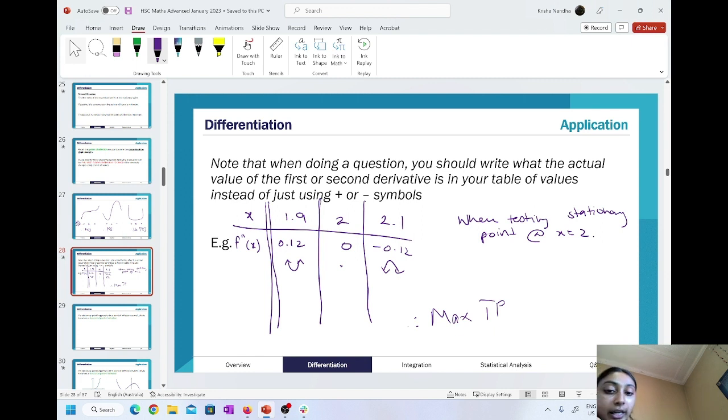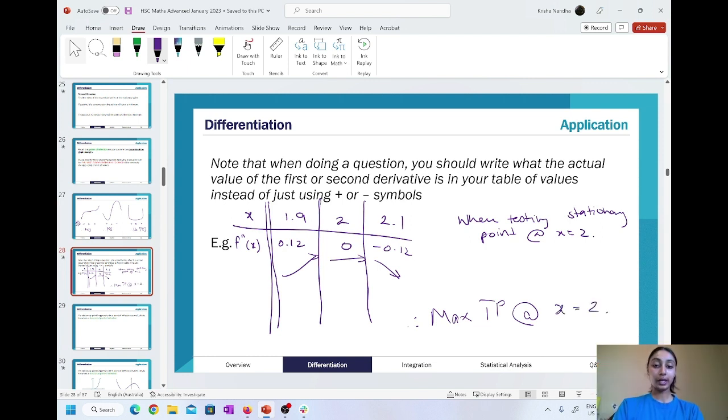I am so sorry. This is supposed to be a derivative question, and I am not doing it. It's supposed to look like this. It's a derivative question, not a concavity question. So max TP at x is equal to 2. Okay, sorry. I've just got random notes on my side piece of paper, and I did not write them too well.